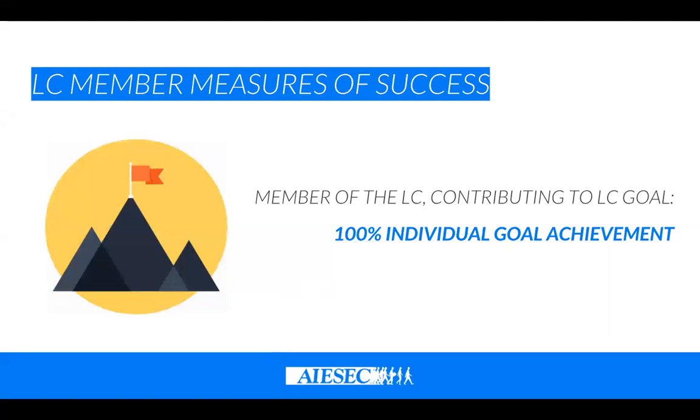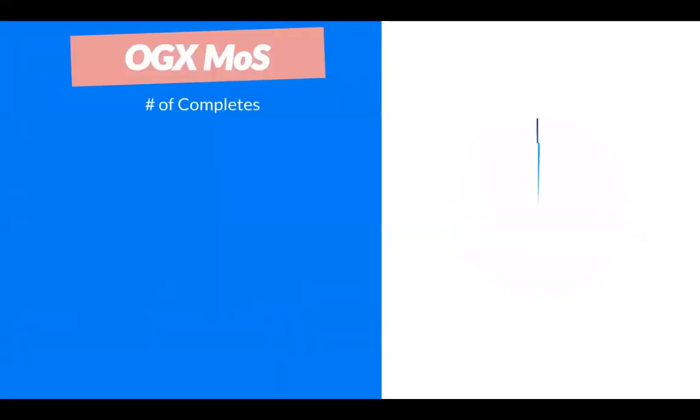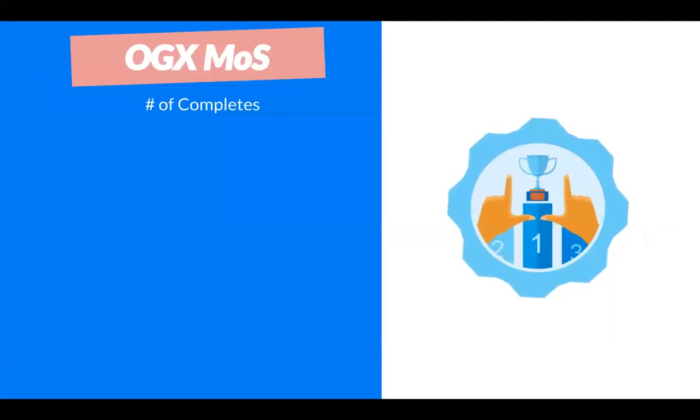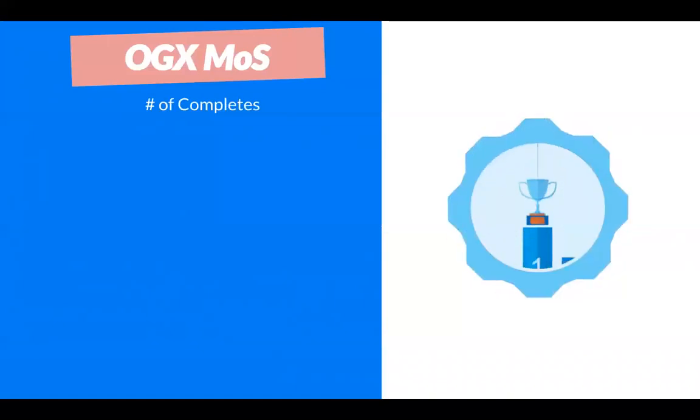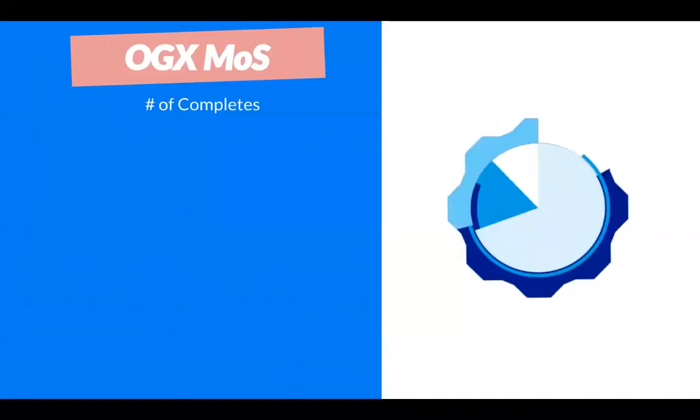When it comes to being a member, your measure of success is that, as a member of your LC, your local committee, you contribute to your local committee's goals, and your measure of success is 100% of your individual goal. Yeah, and the measure of success for OGX, regardless of OGV, OGE, or OGT, is the number of completes. So we ensure that the people who go on Exchange are getting all 16 standards delivered, so that they have that full, complete experience, and they do become complete.